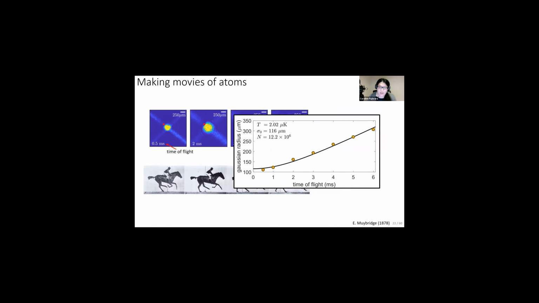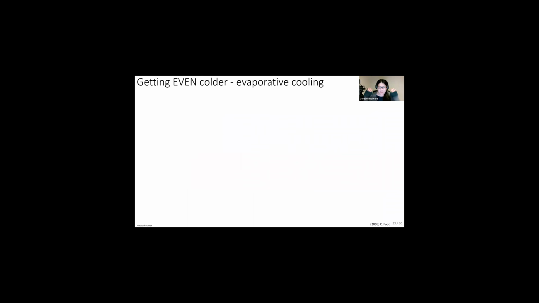So I can do some fitting and extract the temperature in the following way. Here on the x-axis is this flight time, and the y-axis is the basic size of the atoms. As the atoms expand, I can fit this to some known function, and that lets me extract the number of atoms and the temperature. And this is where that 12 million and 2 microkelvin came from before. Great. So now hopefully everyone's on the same page about how we take data, and also, when I say temperature, how we measure that temperature. Great. So with that being said, let's get even colder.